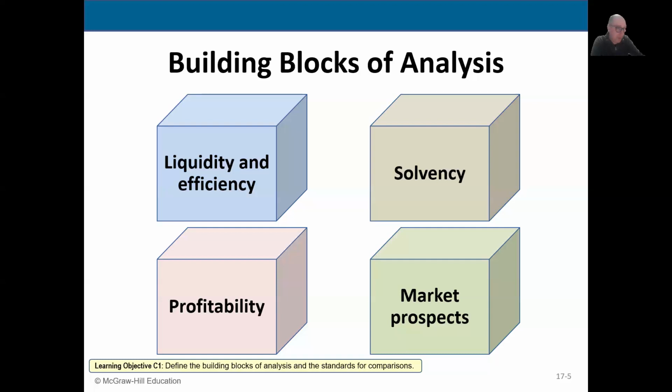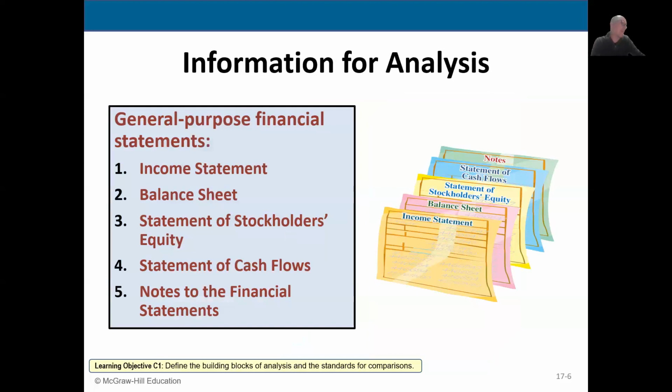And then the last one is called market prospects. Market prospects is the ability to generate positive market expectations. Short way of saying that is attractive stock price. The ability to attract new investors by having a nice stock price or paying a dividend. Those are market prospects. Very well done. So those are the building blocks of financial statement analysis.